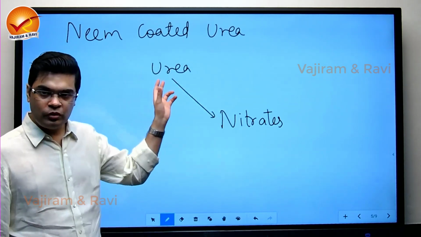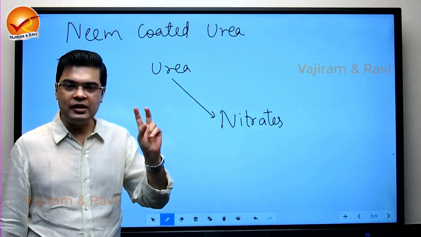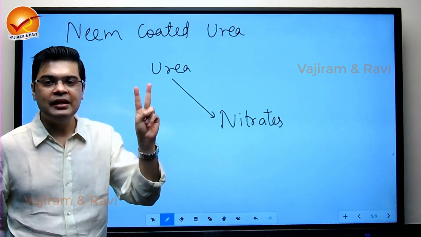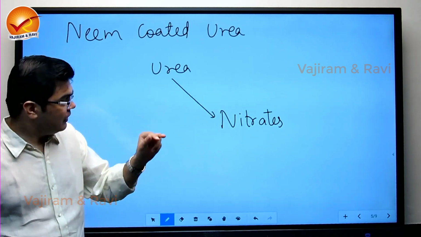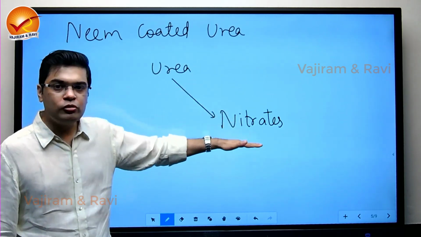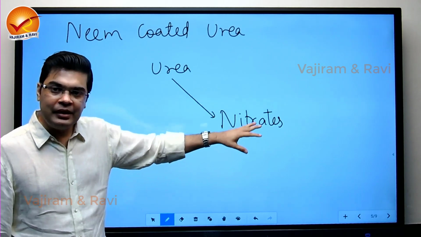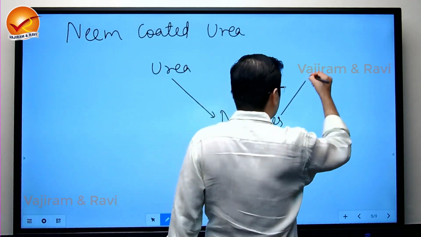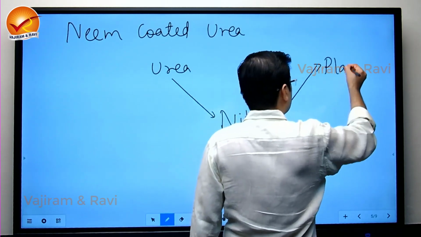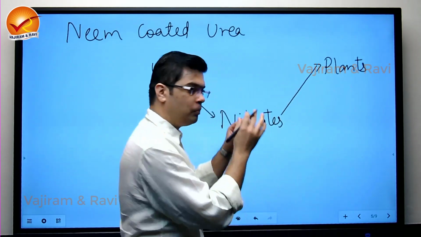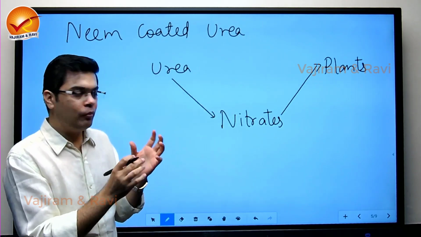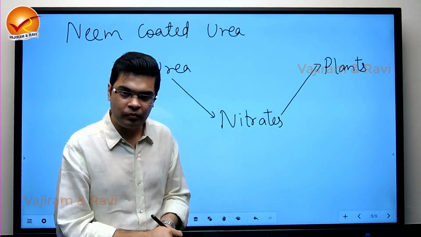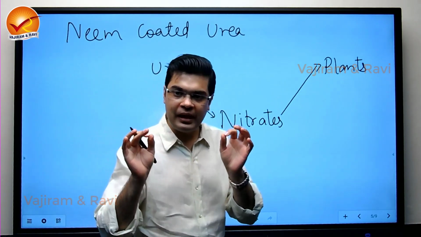When you add urea to the soil, it undergoes two processes, hydrolysis and nitrification. Then urea gets converted into soluble nitrates. And when these nitrates dissolve in water, the nitrate along with the water is taken up by the plants. So plants require nitrogen in the form of soluble nitrates, which enter the plants along with the water. Up till this point, I guess it is clear to everyone.